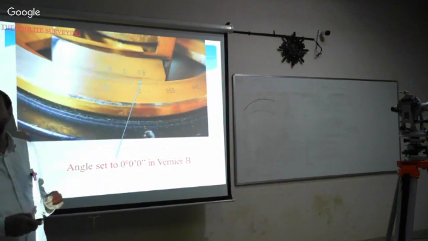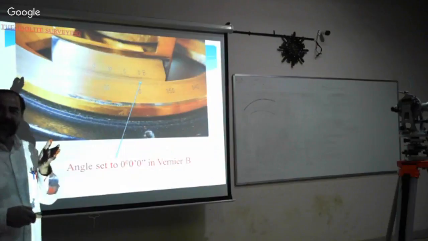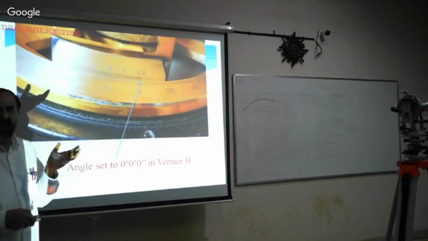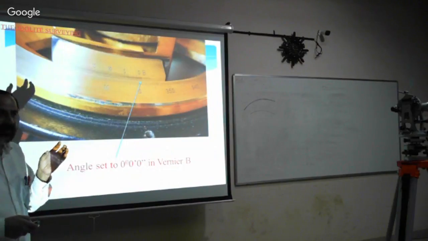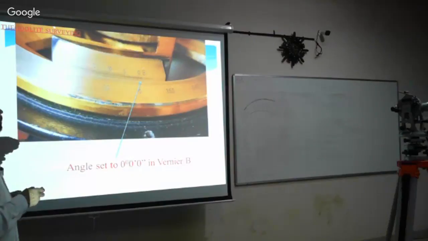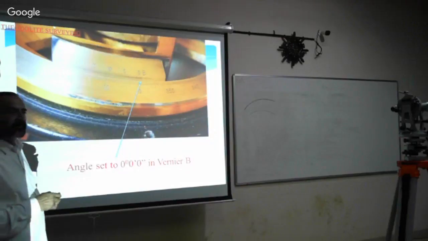Understood? The difference between the main scale and the vernier scale. How the vernier scale is formed, you know? I think you have studied this in your previous class also, in science. Calipers. You have studied? The least count. Now here, 0 degree, 10 degree. This is 1 degree, 5 degree and 10 degree. Each division is 20 minutes.